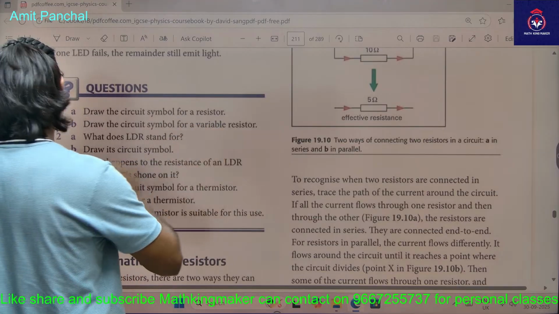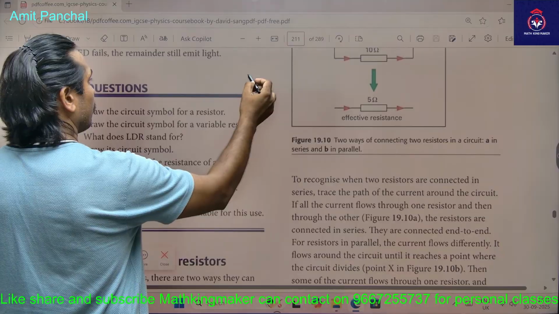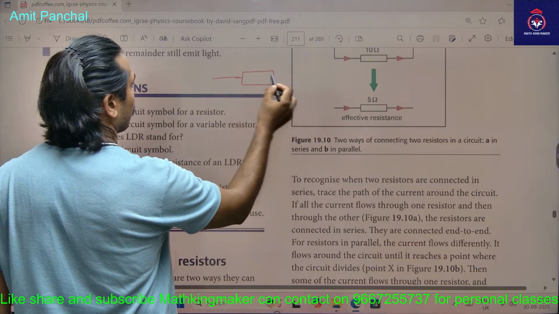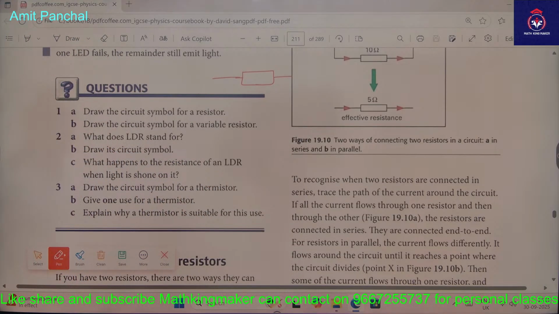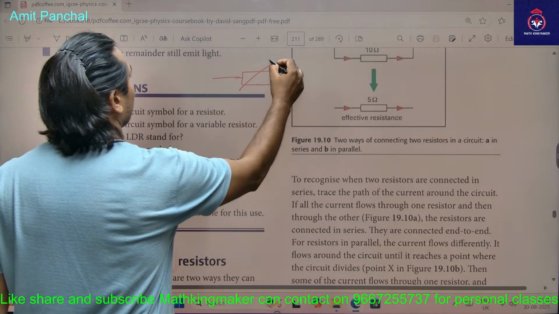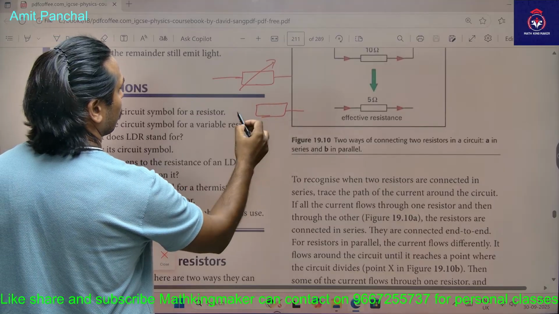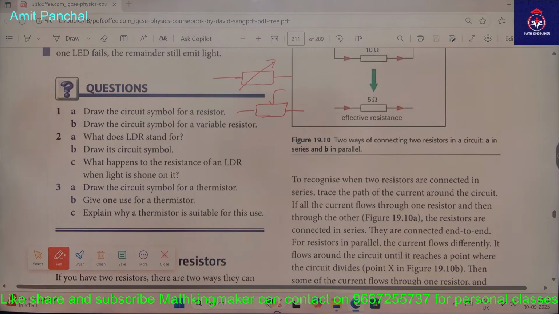Circuit symbol for a resistor. Resistor is that one. Okay. Yes. Draw the circuit symbol for a variable resistor. Yeah, the thing with the arrow. Yeah, the arrow will be there. Okay, or you can represent it like this arrow. So this is also called a variable resistor.